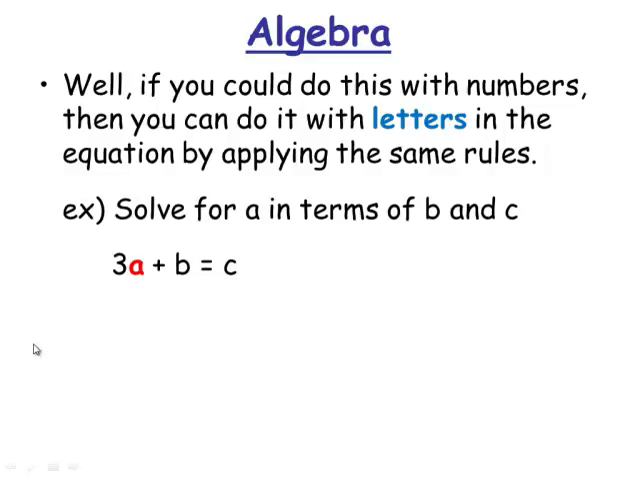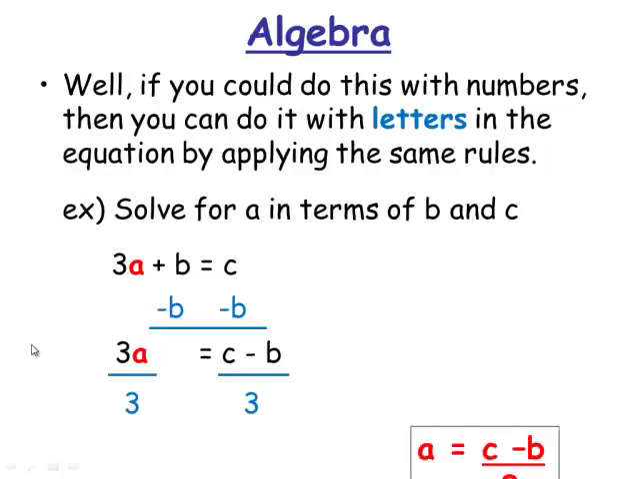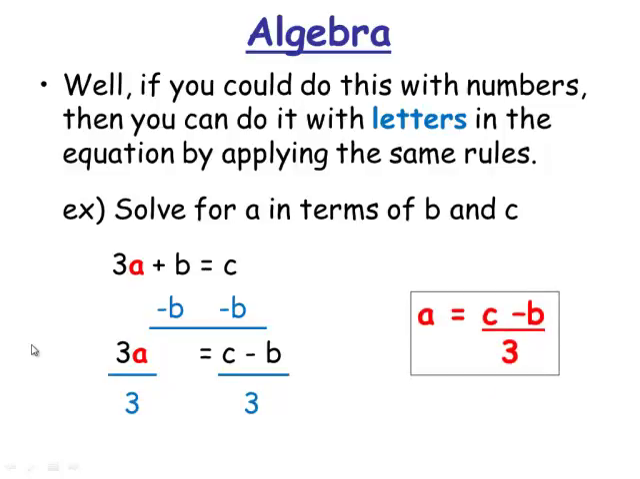In order to solve for a, first, we can subtract b from both sides, leaving us with 3a equals c minus b. In order to get a all by itself, we'll divide both sides by 3, giving us a final answer of a is equal to c minus b divided by 3.